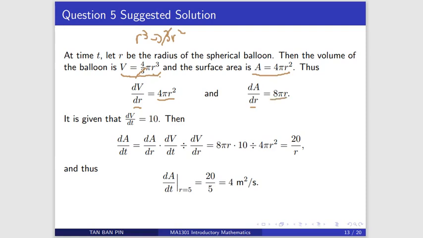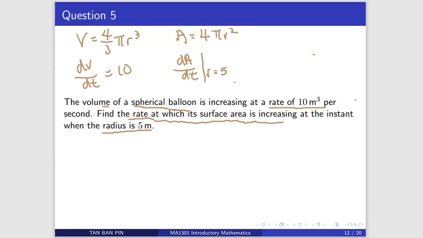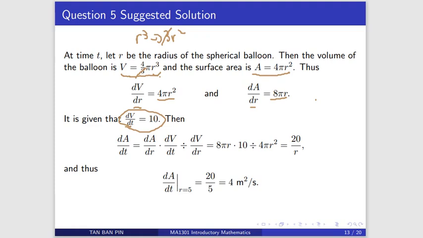The question gives you dV/dt is 10, and you want to find dA/dt. To find dA/dt, you must link it together with what you have. Again, you have V, you have A, you have r, then you want to link with t. So there are 4 variables. So actually you should have this.